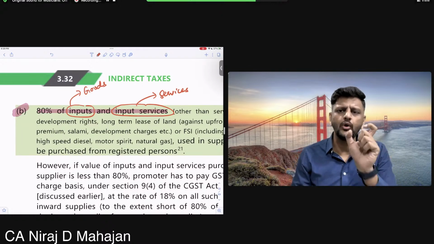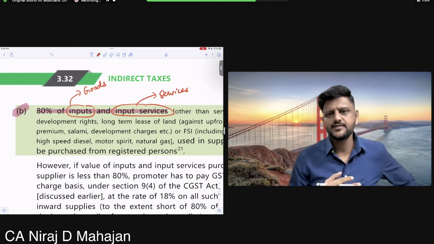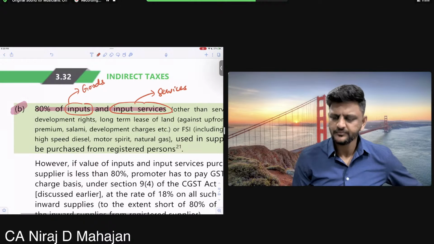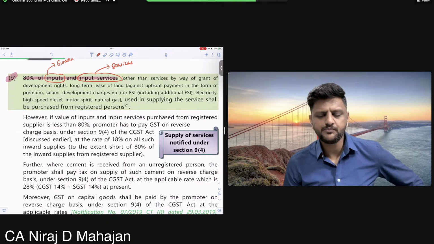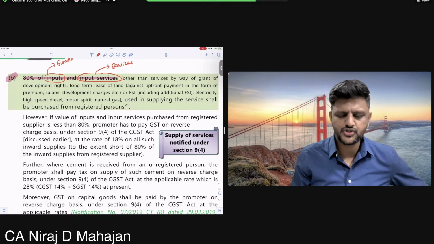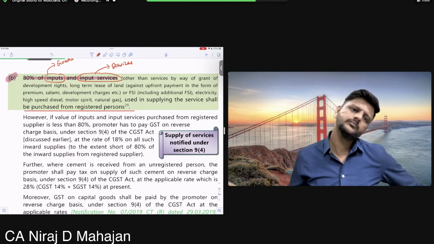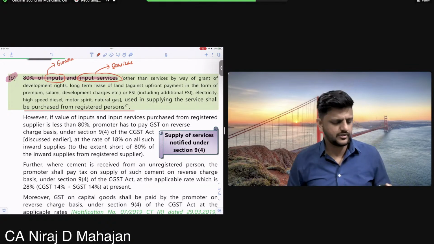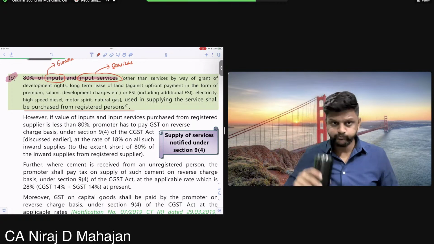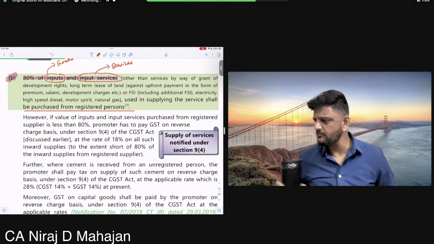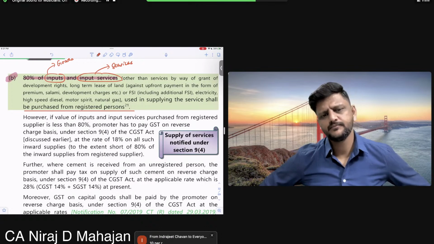Clear? So when they use the term only inputs, understand you have purchased goods, and input services obviously means inward services. Clear? Okay. So 80% of inputs and input services used in supplying the service shall be purchased from registered persons. And tell me children, what happens to the shortfall? That if only 70% you could buy from registered, 30% from unregistered. Then what happens? What about 10%? On 10% RCM.